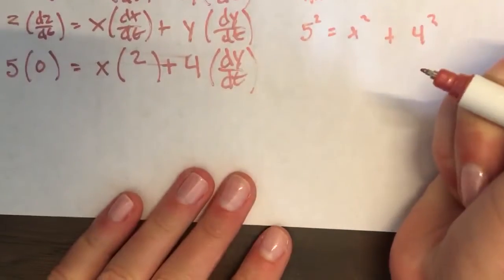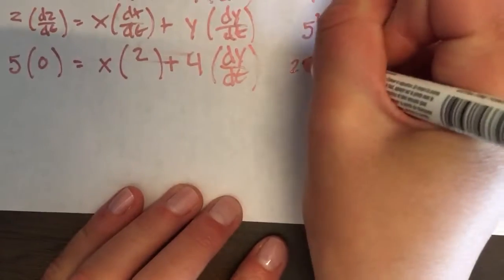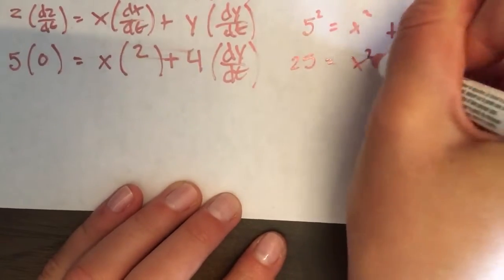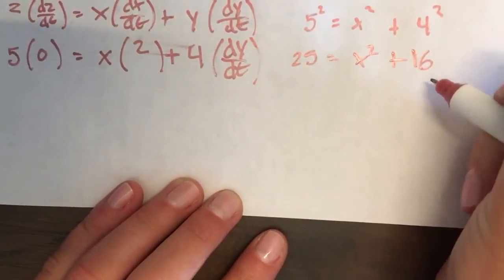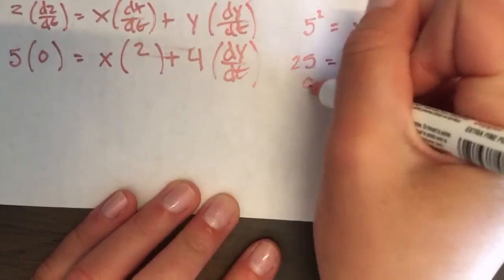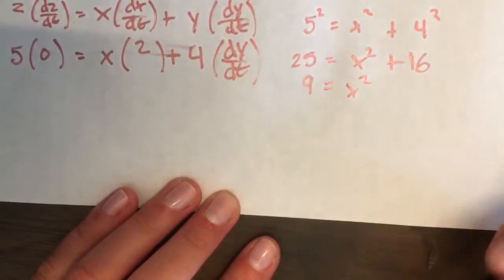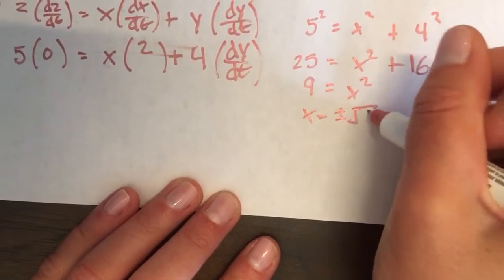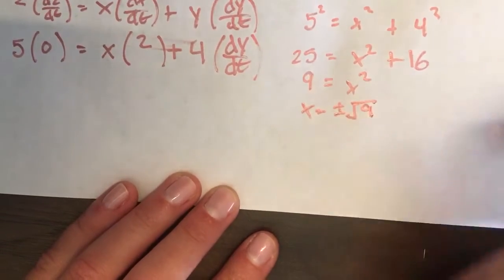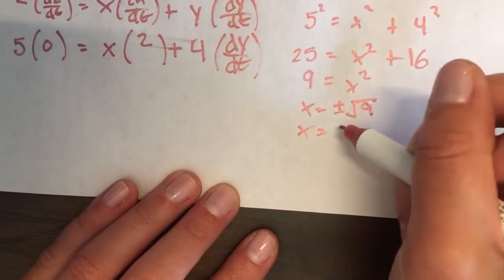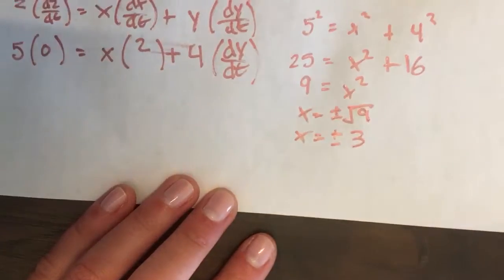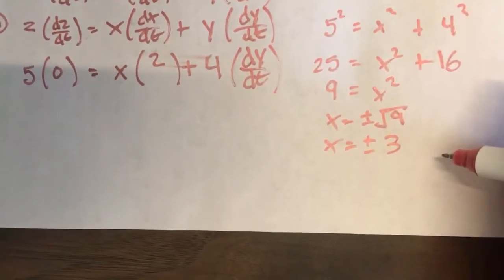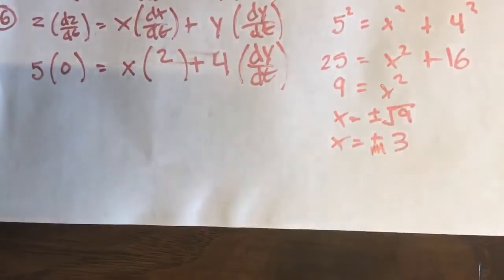So now we're going to solve for x. We know that 25 equals x squared plus 16. Then we can subtract 16 from both sides, so we have 9 equals x squared. Therefore, x equals plus or minus the square root of 9. Now x equals plus or minus 3. We are going to use positive 3 because you can't have a negative length.